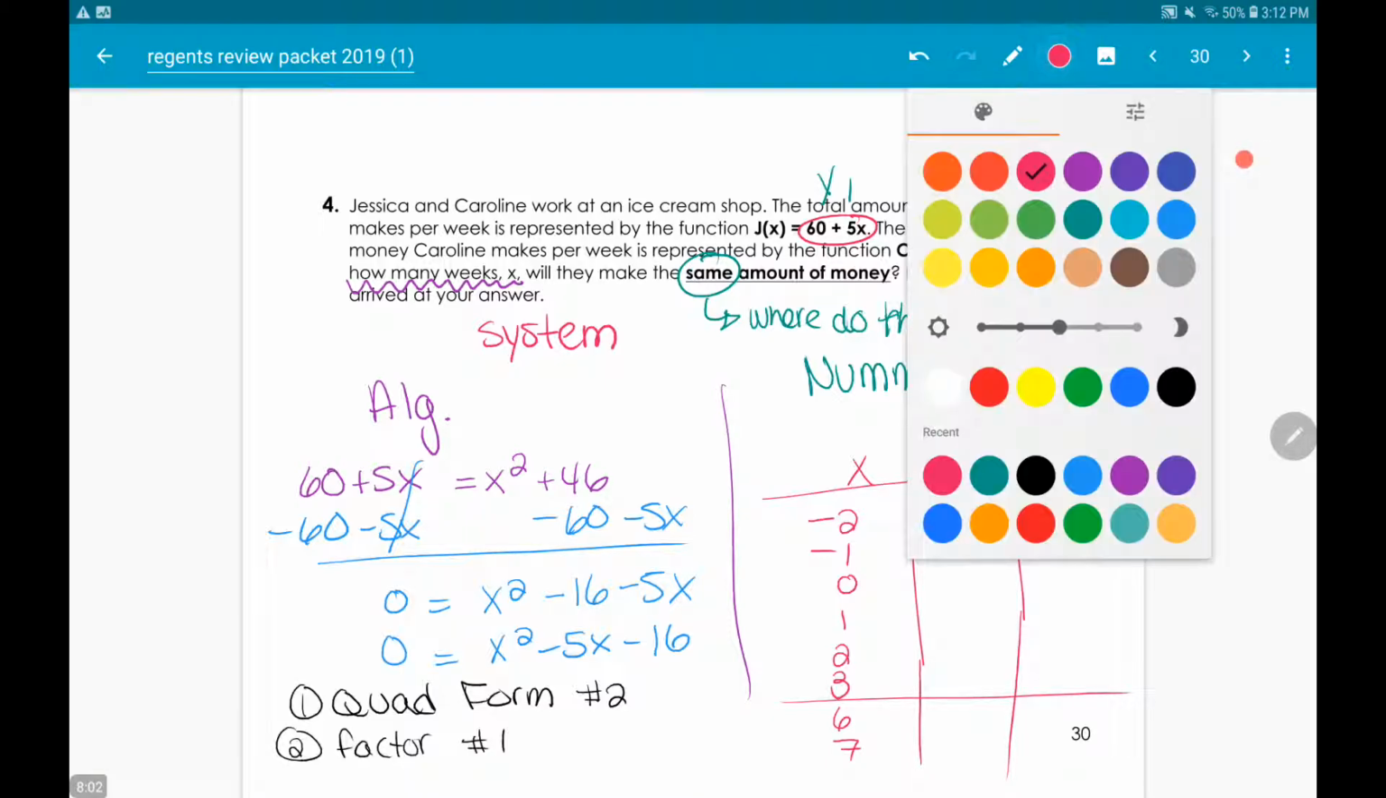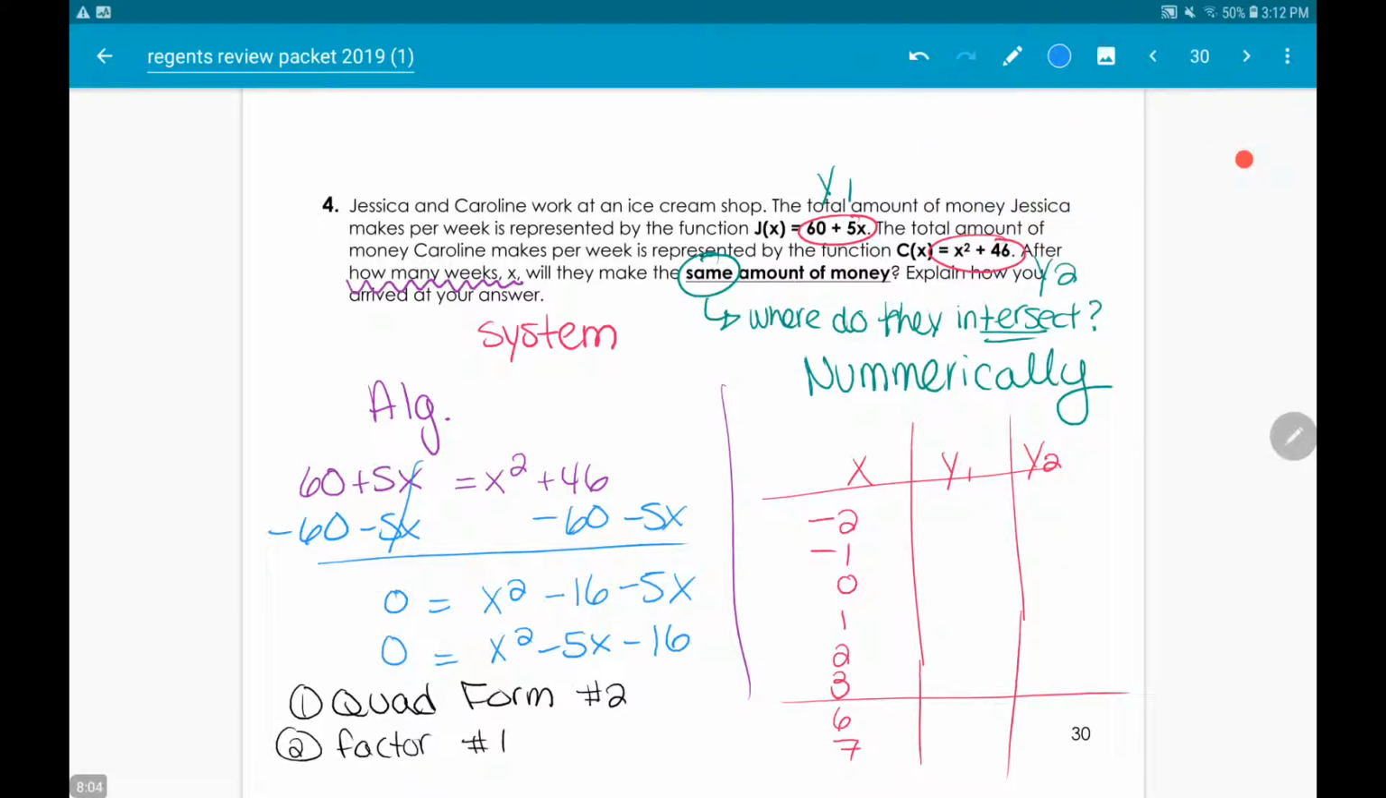I'm going to skip a few numbers there. I see they intersect at -2. And they intersect at 7. But on your regions, you want to make sure to write down all the other numbers too, or at least a few in between so they know you're not just making it up.